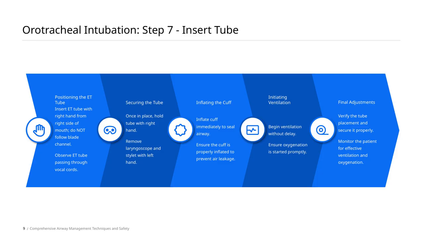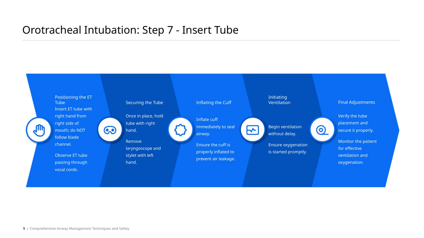Next, we proceed with inflating the cuff immediately to seal the airway. Proper cuff inflation is critical. If it's underinflated, air could leak, compromising ventilation. If overinflated, it could cause damage to the trachea. Always check that the cuff is inflated to the proper pressure.